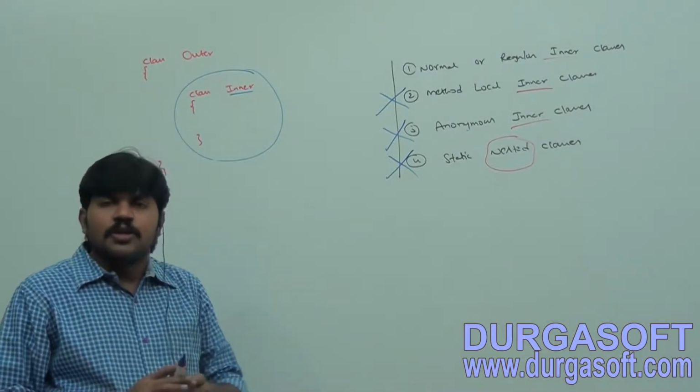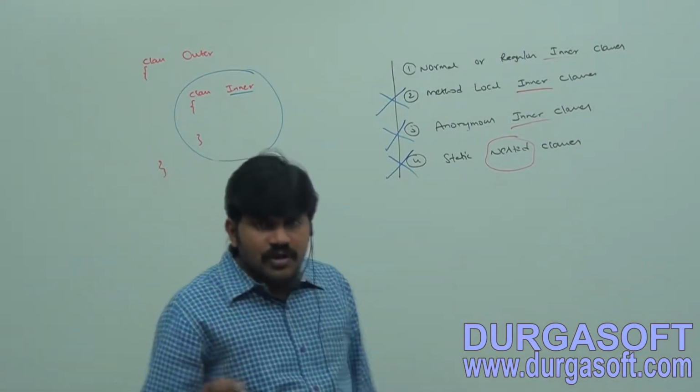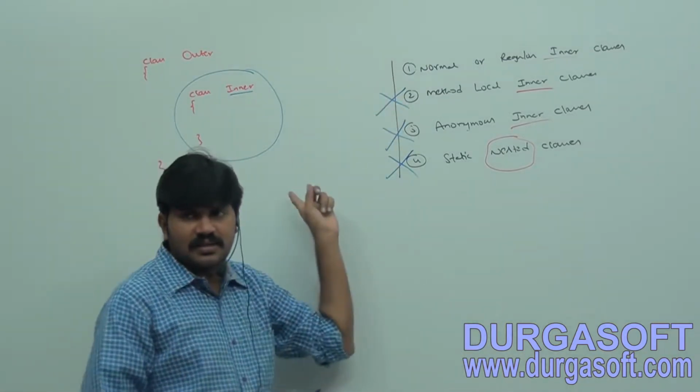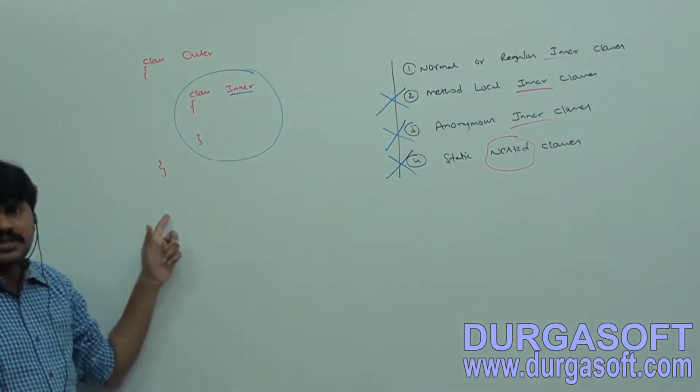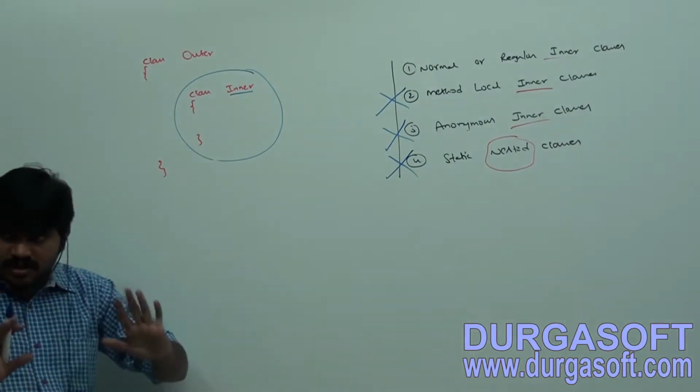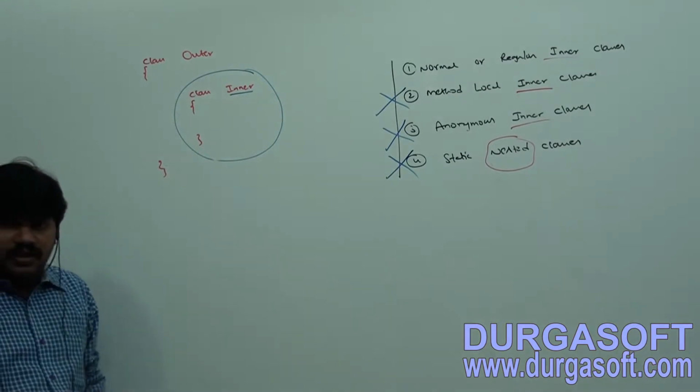Are you able to understand? If we are declaring any named class without a static modifier directly inside a class, such a type of inner class is nothing but a normal or regular inner class. Are you able to understand what is a normal or regular inner class?